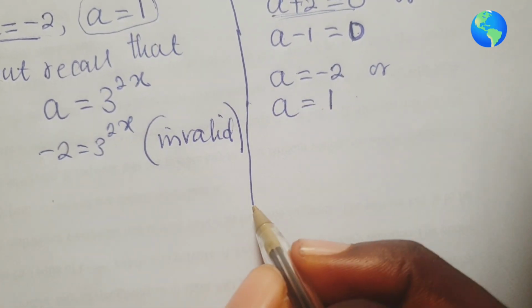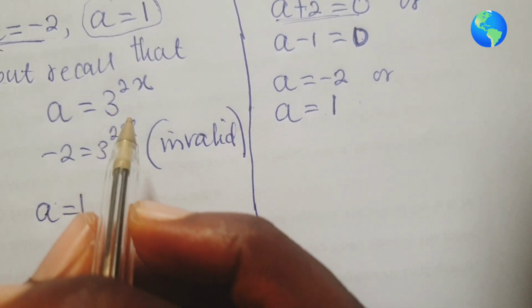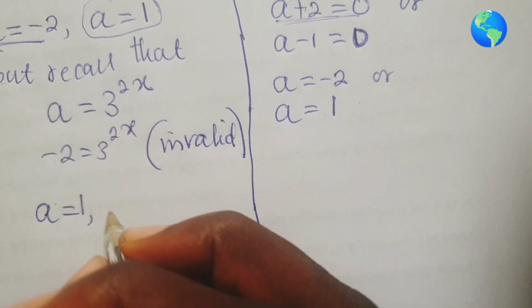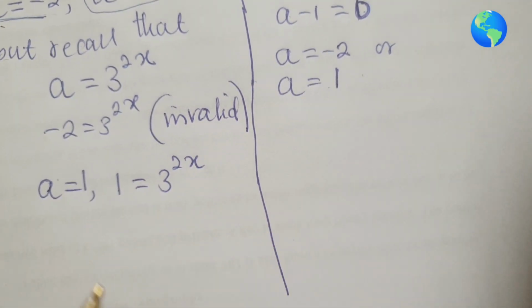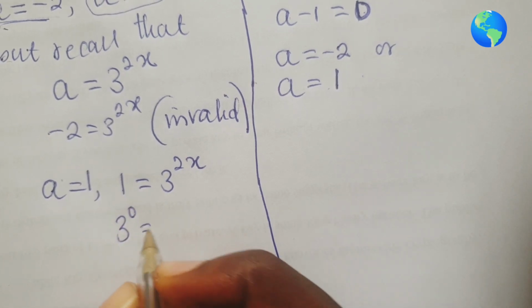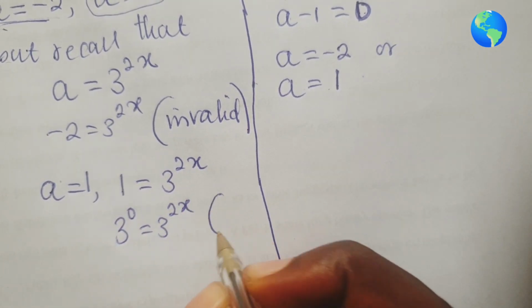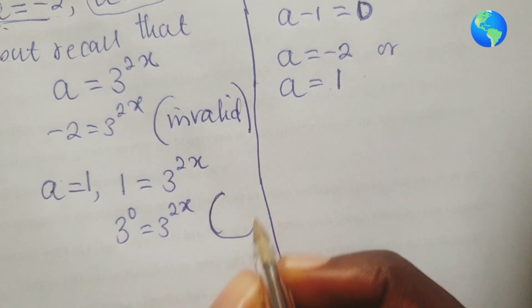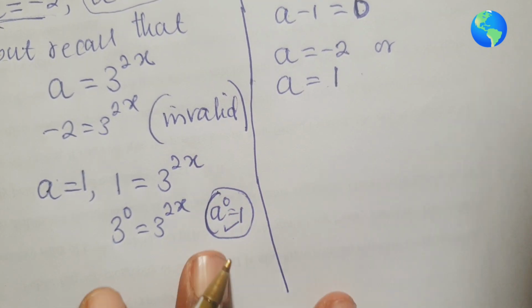So if a equals to 1, that means for this portion I'm going to have something like 1 equals to 3 power 2x, right? And if 1 equals to 3 power 2x, there's something I can do here. 3 raised to power 0 equals to 3 power 2x. And the reason is because anything raised to power 0 is always 1. You understand?